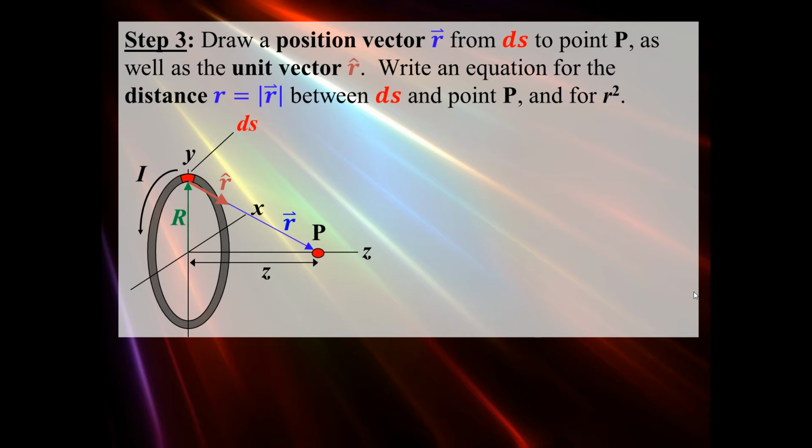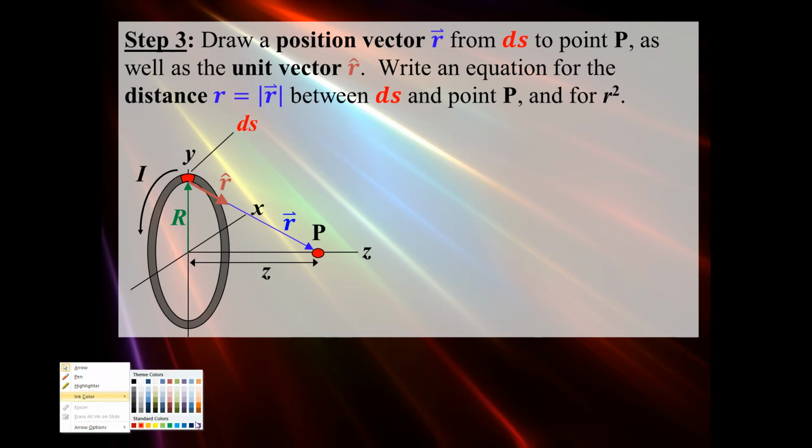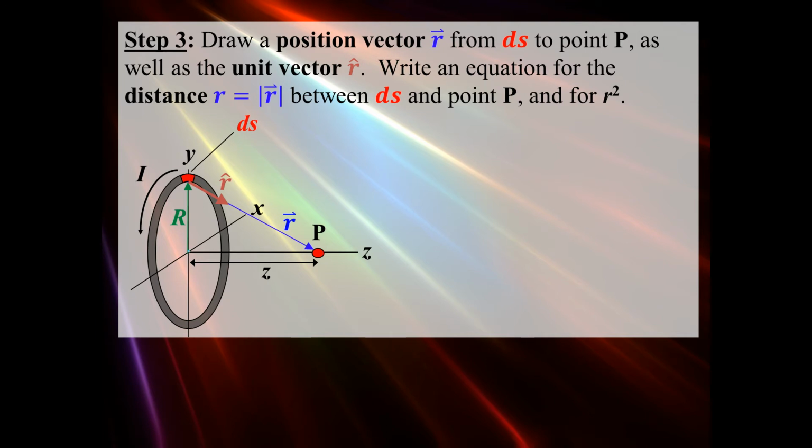We also want to write down an equation for the distance r, and an equation for r squared. Now, this is pretty easy to see. We have a right angle triangle, which I could just quickly illustrate here. So, right angle triangle, this is perpendicular. This goes here. And r would just be the magnitude of that position vector. So I want an equation for r and for r squared.